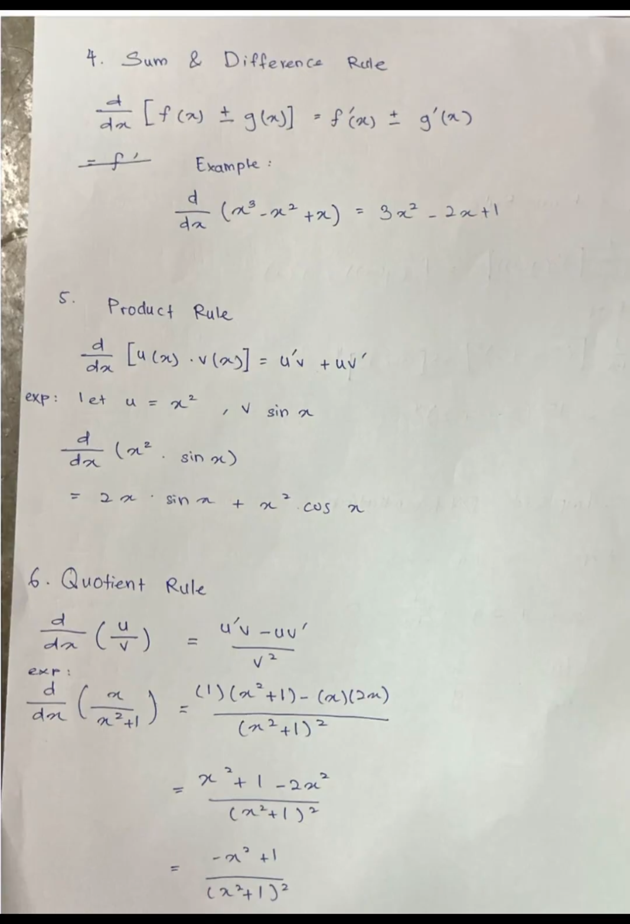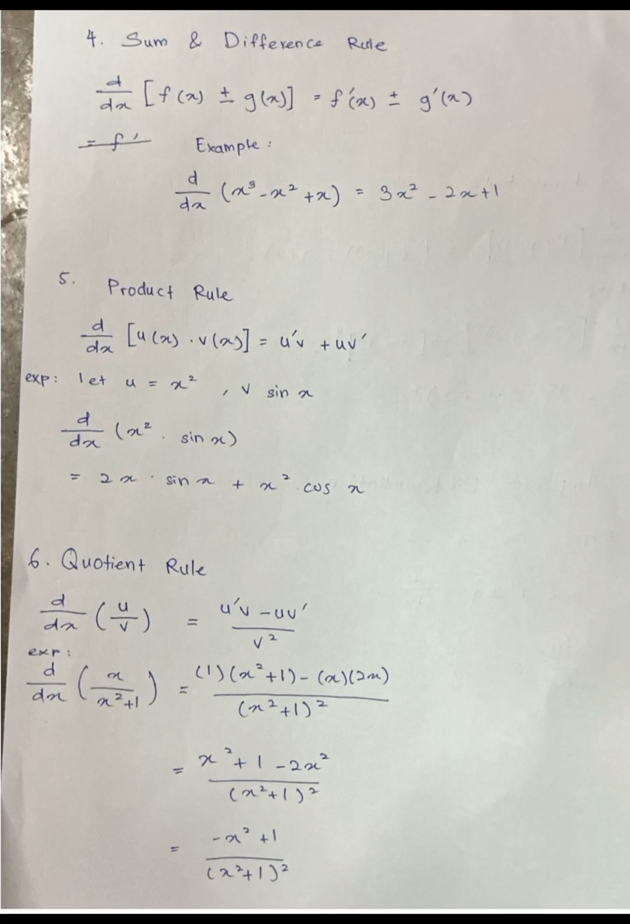For number 4, sum and difference rule. We use it when there is addition or subtraction of terms. For number 5, product rule. The product rule is used for two functions that are multiplied together. So we use the u and v terms. When we differentiate, it will become u prime and v prime. Number 6 is the quotient rule, used when one function is divided by another. Same as number 5, we just use the terms u and v.